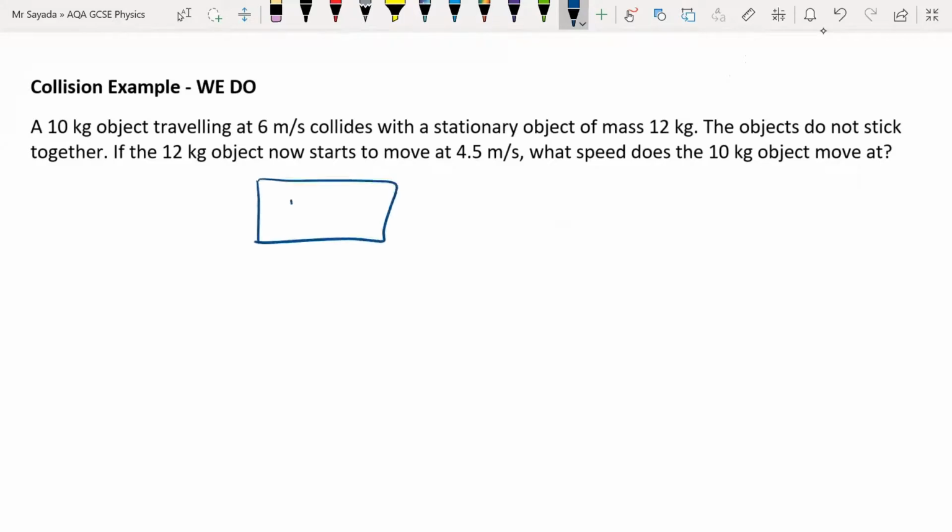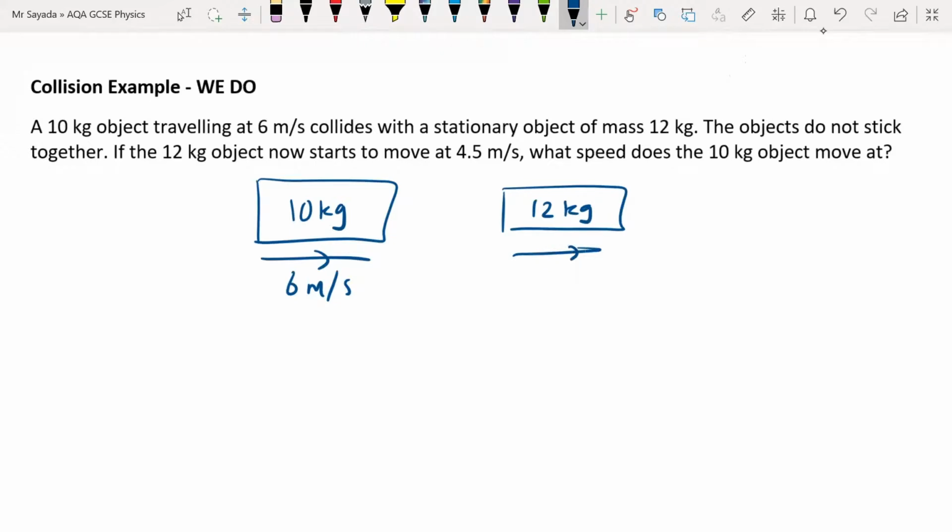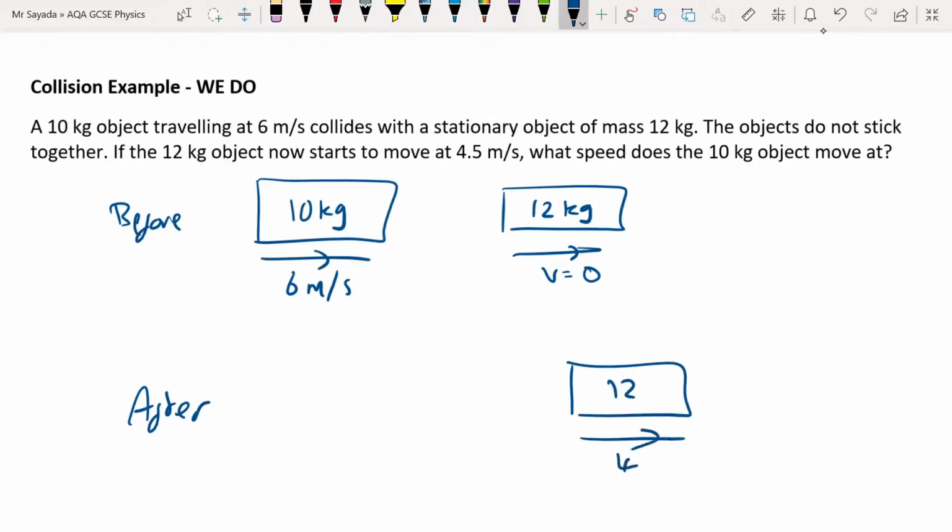So we've got a 10 kilogram object traveling at 6 meters per second, and it collides with a stationary object of mass 12 kilograms. So that's not moving at all. The objects do not stick together, so that's before. So then afterwards, they're not stuck together. So this is actually a bit different. So the 12 kilogram object is now moving at 4.5 meters per second. And we need to work out the final speed of the 10 kilogram object, but they're not stuck together.